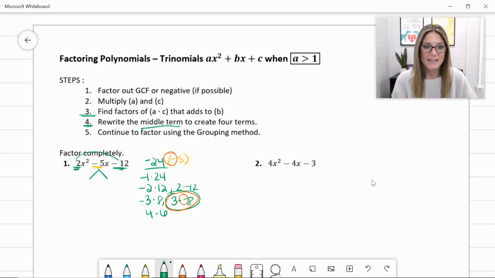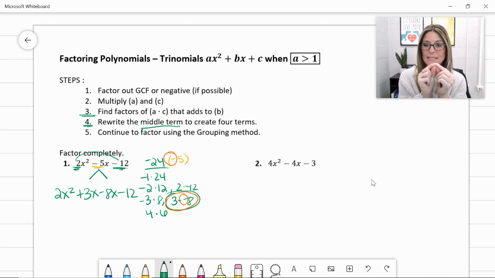I'm uncombining like terms. Let me show you. Keeping the 2x squared, I'm going to write plus 3x minus 8x and keeping the minus 12. So I just created 4 terms. I took that middle negative 5x and I uncombined like terms. I did not change the value here.